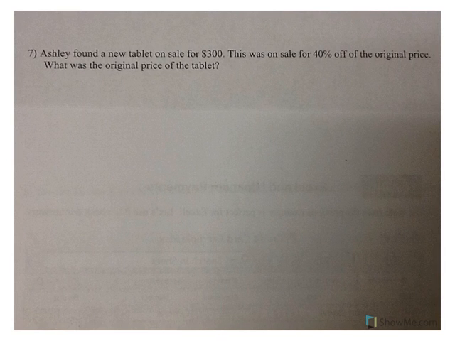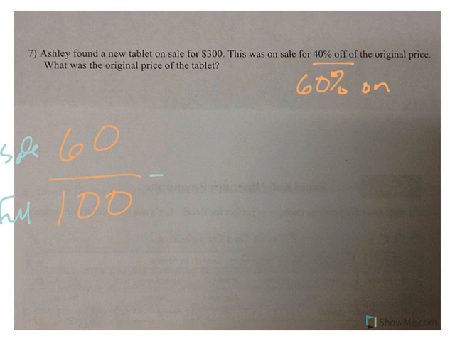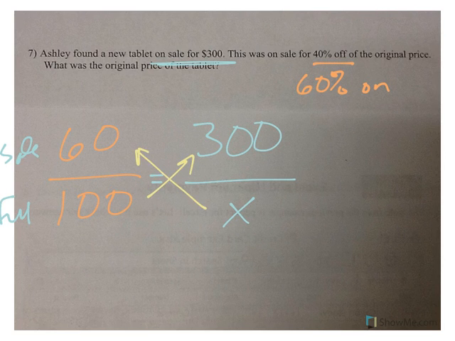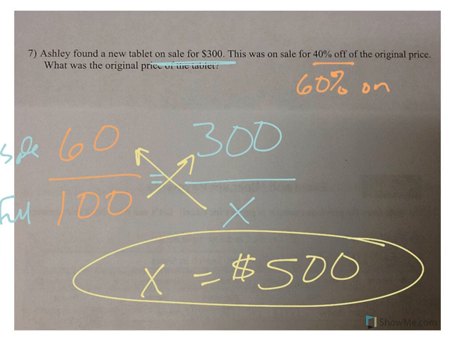Number 7, Ashley found a new tablet on sale for $300. This was on sale for 40% off the original price. Okay, well, if it's 40% off, that means it's 60% on. That's how much you're still paying. So you're paying 60% of the 100. So this is full price, this is sale price. If she bought it on sale for $300, that goes on top, x goes on the bottom. We cross multiply and divide, and the original price of that tablet was $500.